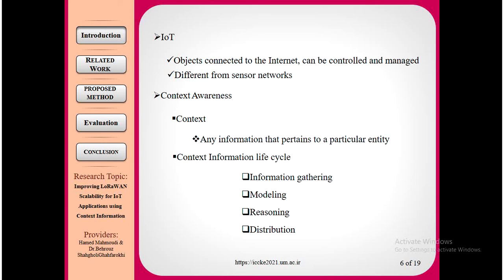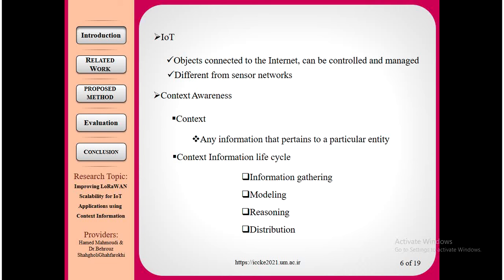After the LoRaWAN description, let's talk about IoT. IoT consists of objects connected to the internet that can be controlled and managed. IoT is different from a sensor network. One of the differences is that in IoT, objects are connected to the internet. Another thing that we explain before talking about the proposed method is context awareness. Context is any information that pertains to a particular entity or object.